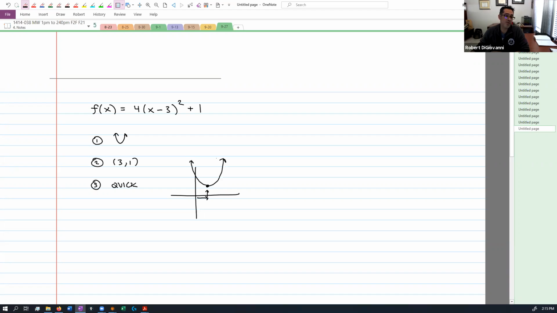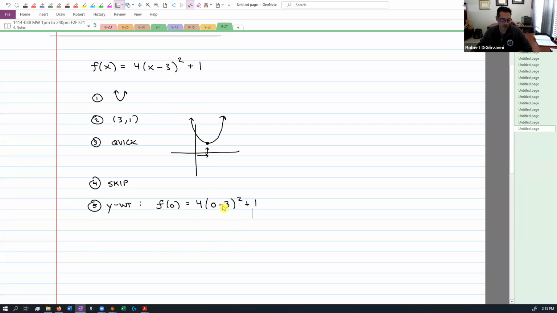Uh-oh. I have no X-intercepts, right? So I skip step 4 and go straight to step 5, which is the Y-intercept. We get that by plugging 0 into the function. Just be careful there. You're going to get -3 and square it, so you get 4 times 9 plus 1. And that's 37.